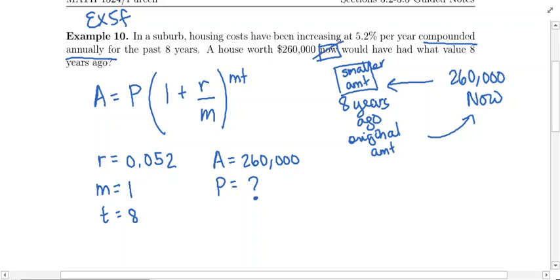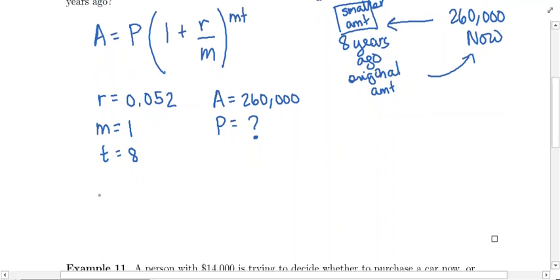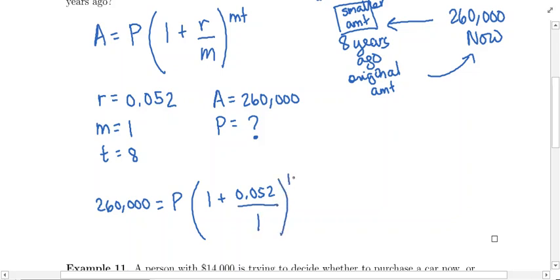So don't let this word "now" confuse you. $260,000 is the A value here, not the P value. All right, so let's go ahead and plug all this in and solve. Let's go ahead and set it up. I'll do it down here where I have some room. So we're gonna have $260,000 is equal to P times 1 plus 0.052 divided by 1 raised to the m times t power.